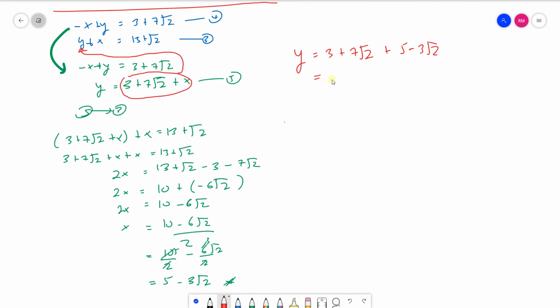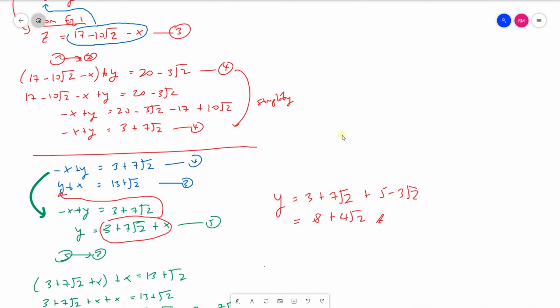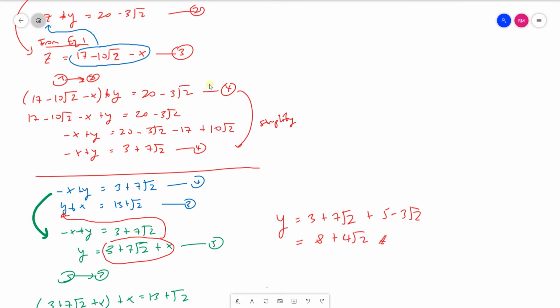Alright. So 3 plus 5 equals to 8. 7 minus 3 is going to be 4. Positive 4 surd 2. 7 minus 3 is 4. Yes, correct. This is the answer for y. Now, if I want to find z, I need to substitute the x value that I found just now inside equation number 3. So, let me rewrite this.